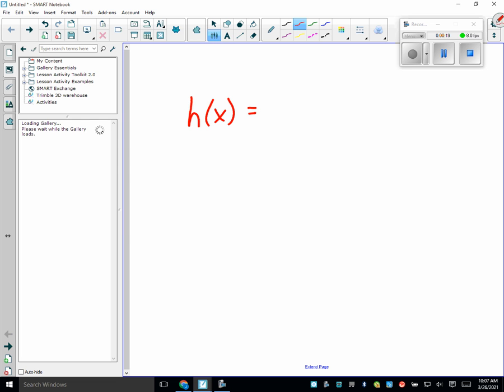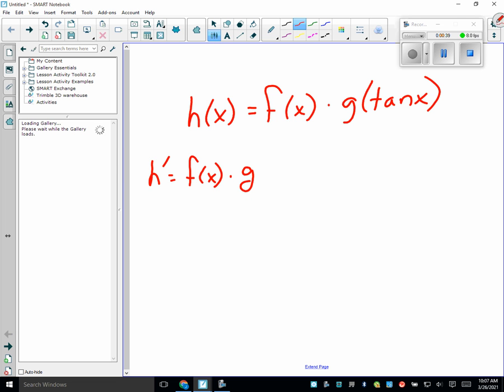h of x is equal to f of x times g of tan of x, right? So what is h prime? Is it the first times the derivative of the second, which is g prime of tan x? What's the derivative of tangent? Secant squared x, plus the second times f prime of x, right?